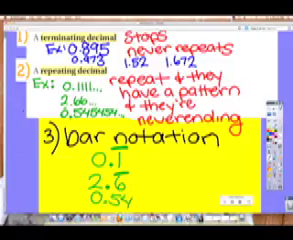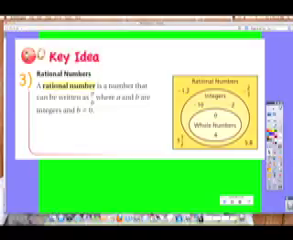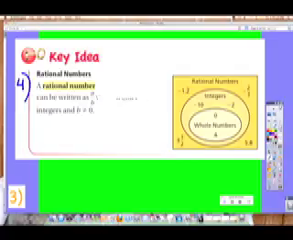Let's do one more vocab word. Are you ready? So this is going to be number 4. Number 4, write rational number. Let's do our own definition. Let's put it in our words. Okay, here we go. A rational number is a number that can be written as a fraction. Again, a rational number is a number that can be written as a fraction.